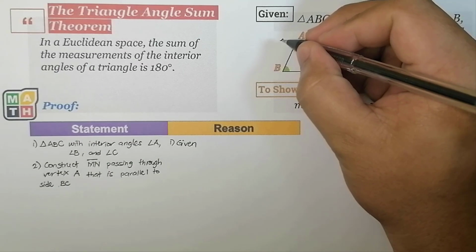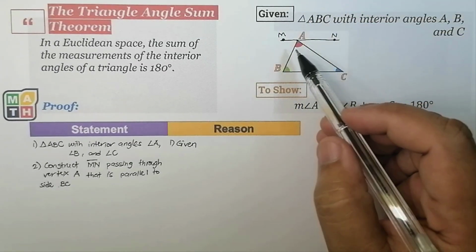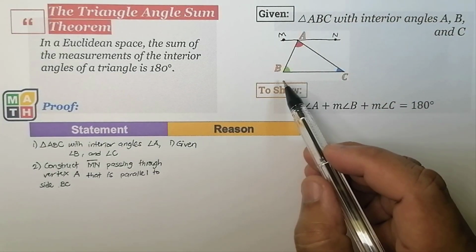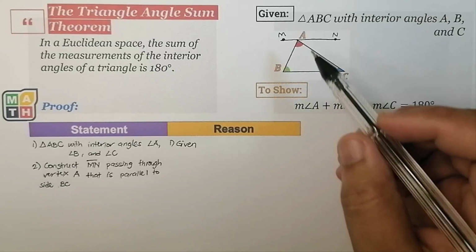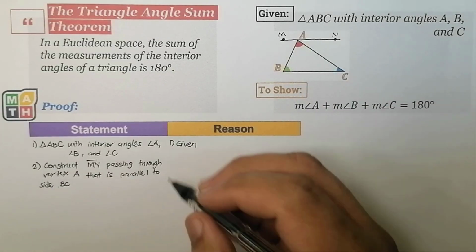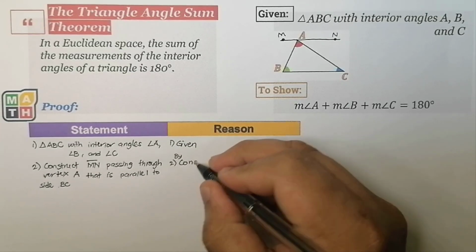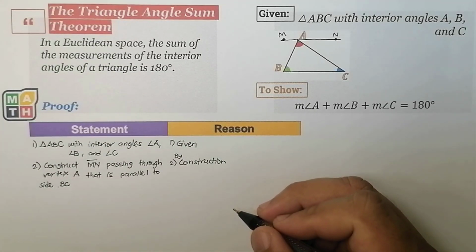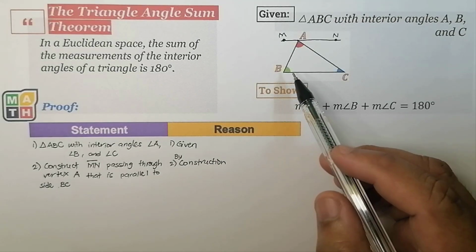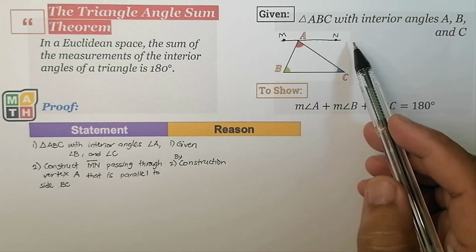I'm going to use notations, points here for M and N. So this is a line segment MN, which is parallel to side BC as claimed here by construction, and it passes through this vertex here. So again, I did that by construction. The reason why I made use of this process is for me to establish relationships among the interior angles here using this parallel line here.